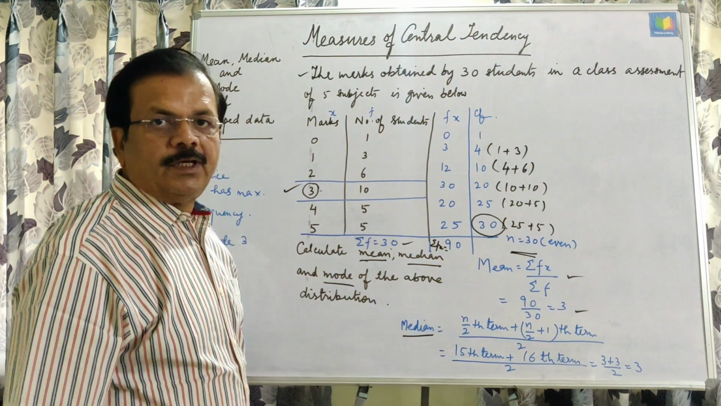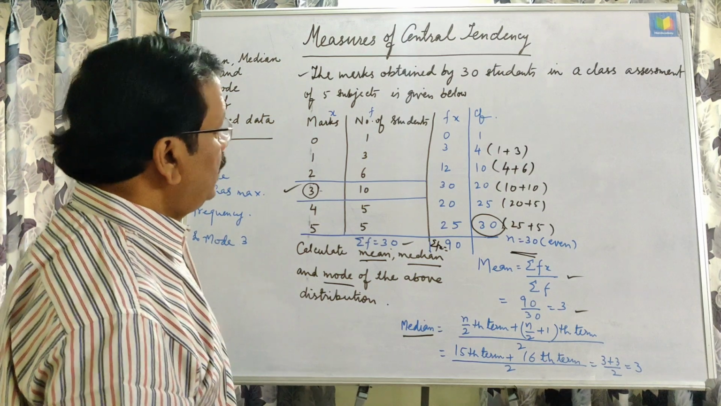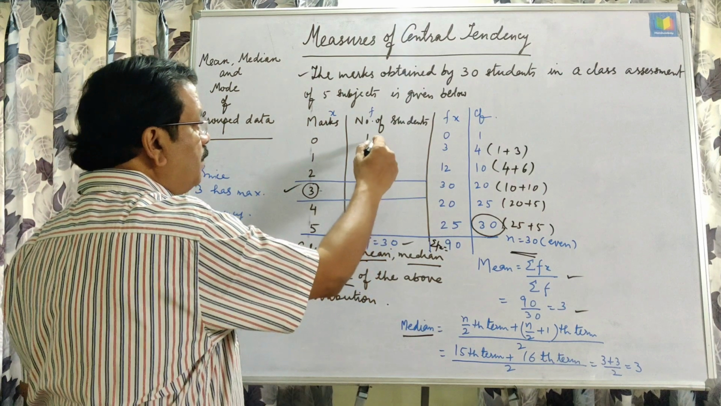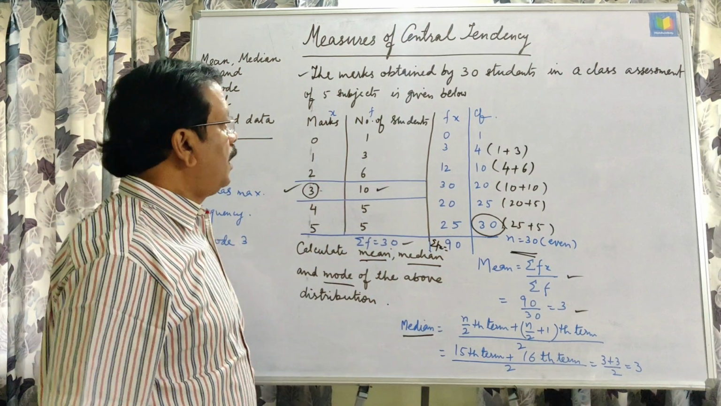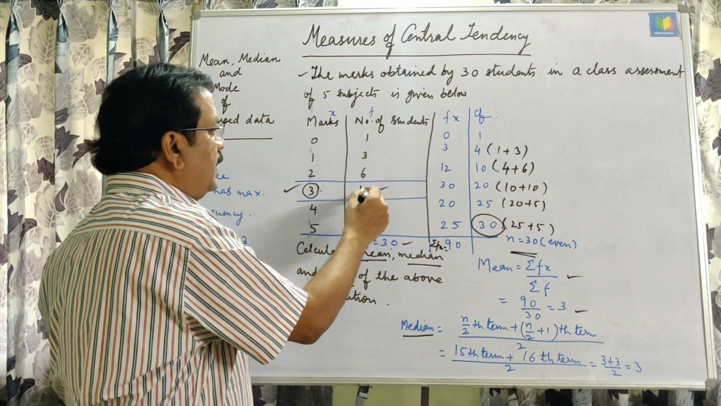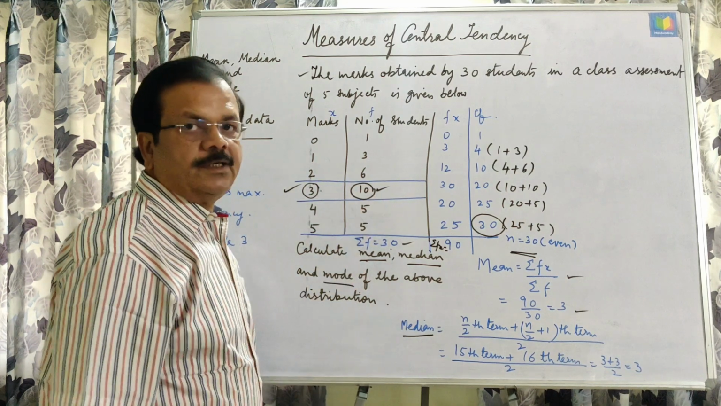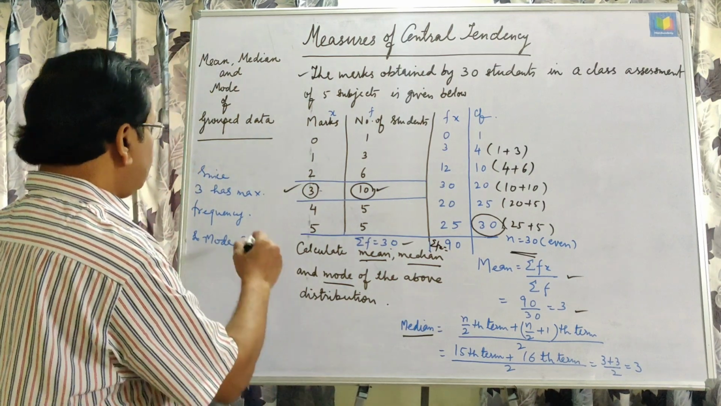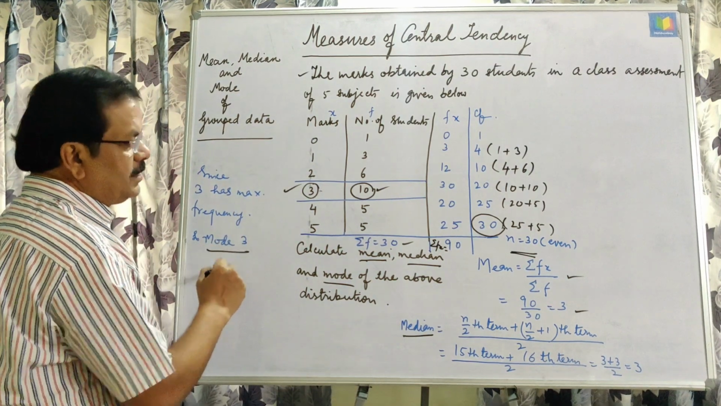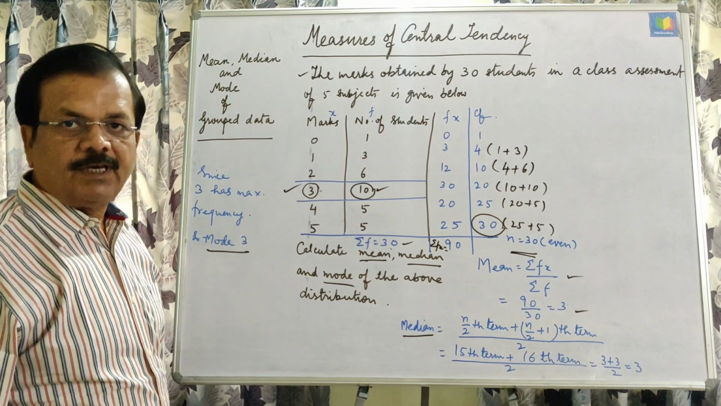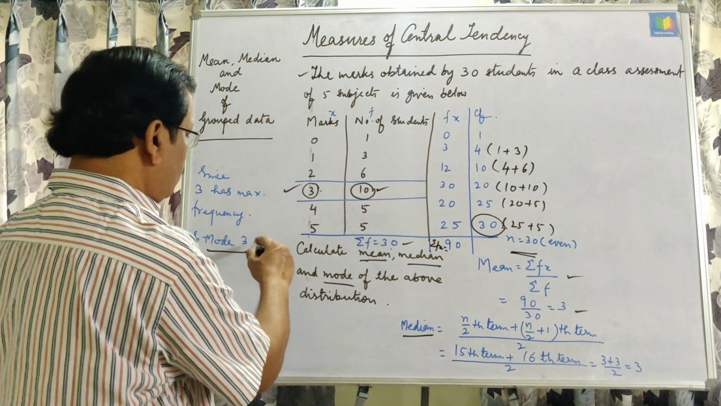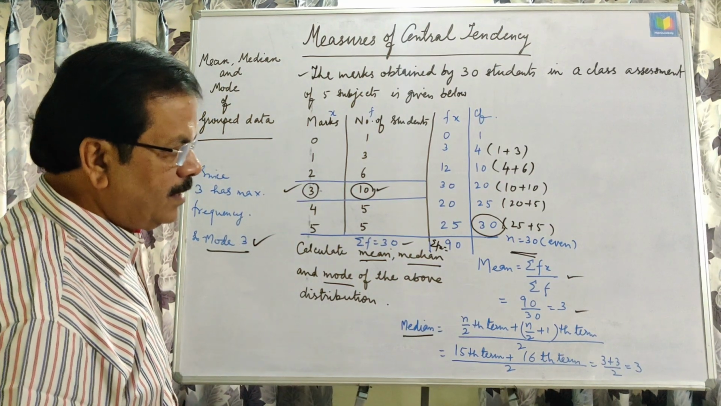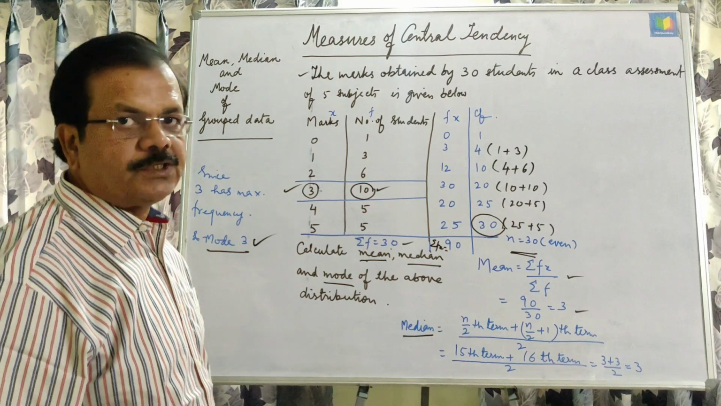For finding the mode, in this type of data we are just observing which value is the maximum. Now we can see that 10 students got 3 marks, and this value is the maximum, so we can write it as it is without using any formula. We can write directly mode is equal to 3, and this way we can see all these 3 measures are 3. This is all about this question.